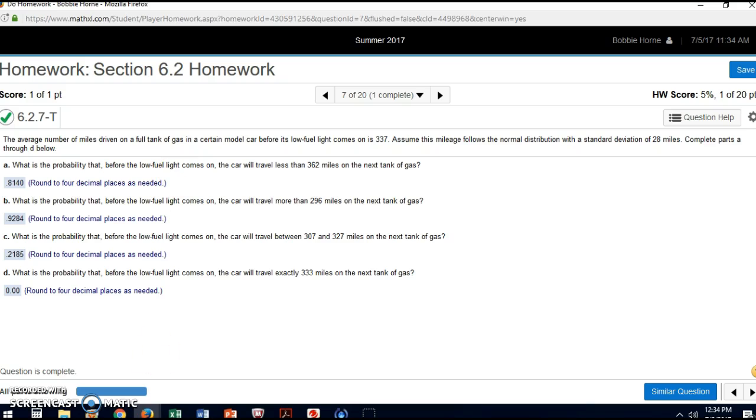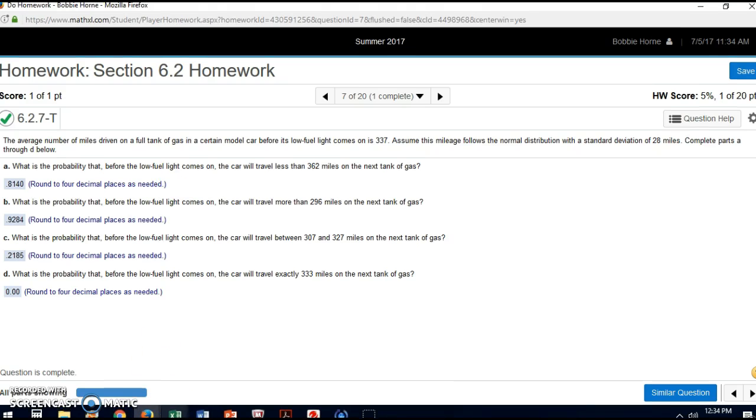But I've had students ask me about this type of problem where it wants you to use technology. So I used Excel. The important information you will have to use is the mean, the standard deviation, and then of course x, which will change in the various questions. So we will do the first one. What is the probability that before the fuel light comes on, the car will travel less than 362 miles?